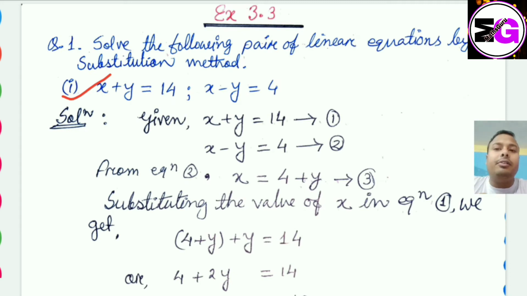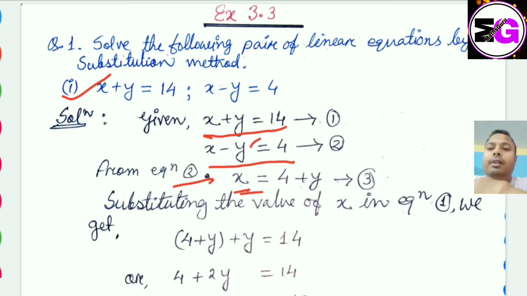Our pair of linear equations is given, and we have to solve it by substitution method, like what we did just now. First, we take x plus y equals 14 as equation 1 and x minus y equals 4 as equation 2. We can take from equation 1 or from equation 2, that is our choice. I have taken from equation 2: x equals 4, and when y goes to the other side it becomes plus y. So x equals 4 plus y. This is equation number 3.